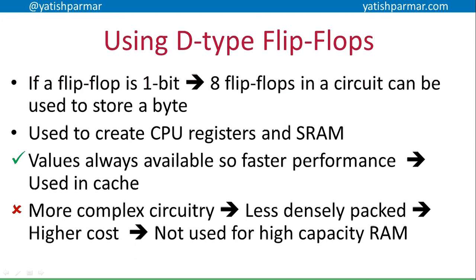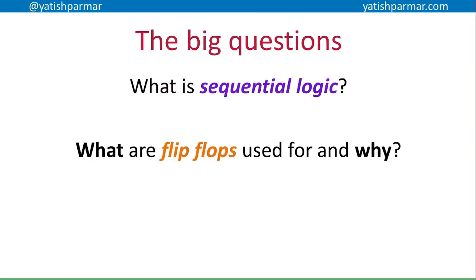The main advantage of D-type flip-flops is that the values are always there because of that latch functionality. Therefore you have faster performance, hence the use of SRAM in cache and CPU registers. So there it is. You should know what sequential logic is, as in the output being a function of the sequence of inputs, and you should have an idea of what flip-flops are, the fact that they maintain their state until there is a change in one of the inputs, and you should be able to explain how a D-type flip-flop works in conjunction with the clock in order to state what the output Q will be.